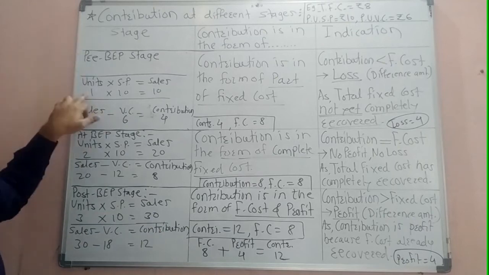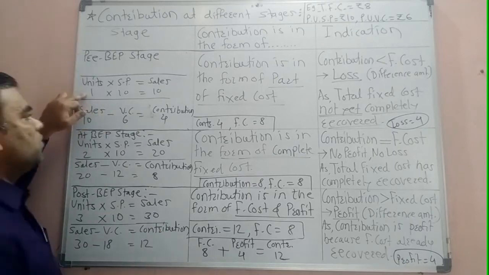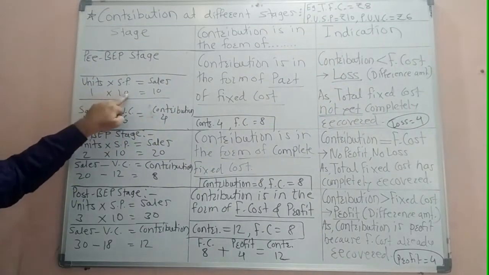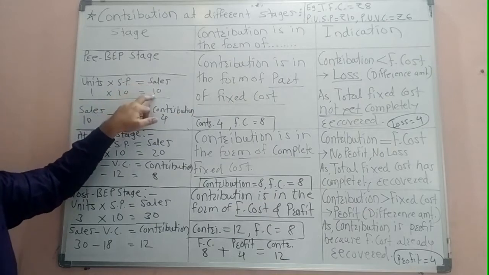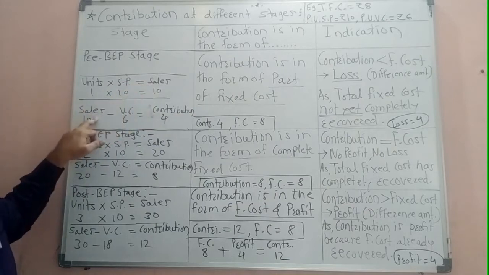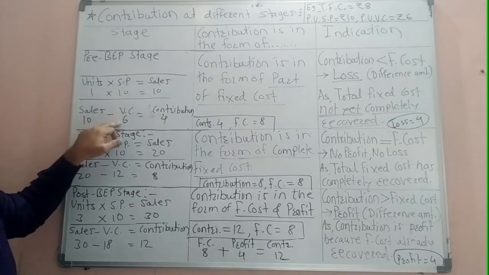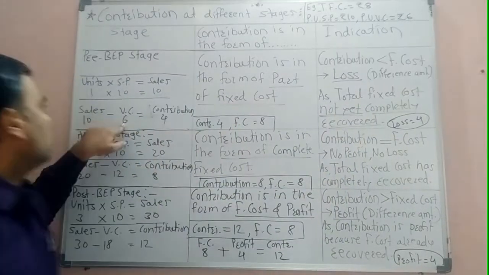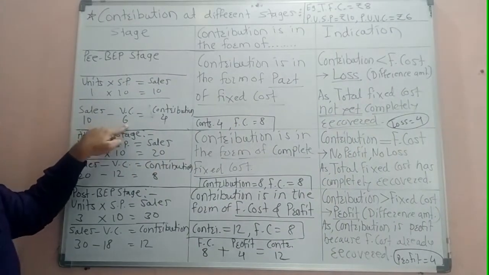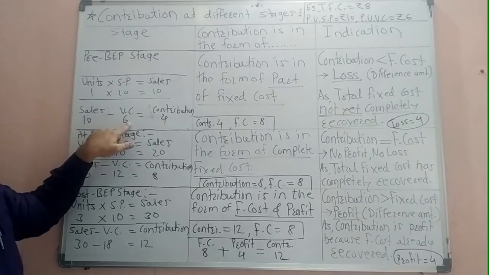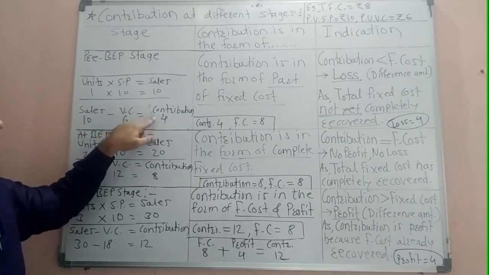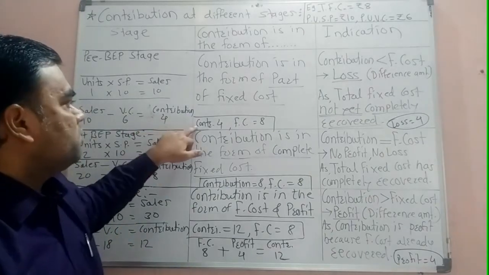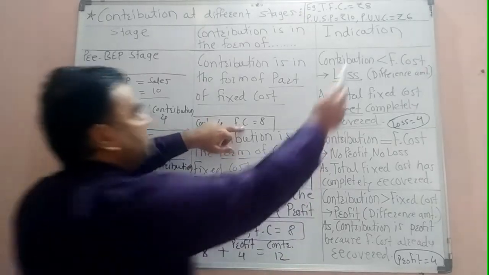Suppose we have sold one unit at rupees 10. Selling price is rupees 10, so total sales became rupees 10. Total sales 10 less variable cost of one unit, which is 6, per unit variable cost is 6. So sales 10 less variable cost 6 is equal to contribution, which became 4. Contribution is 4 and total fixed cost is rupees 8.